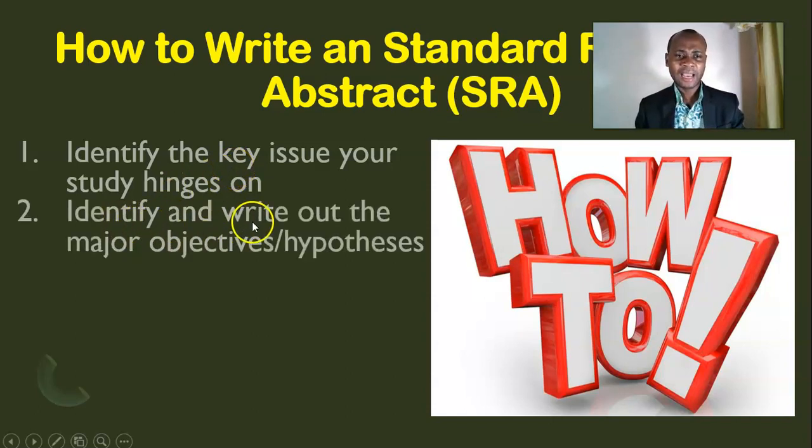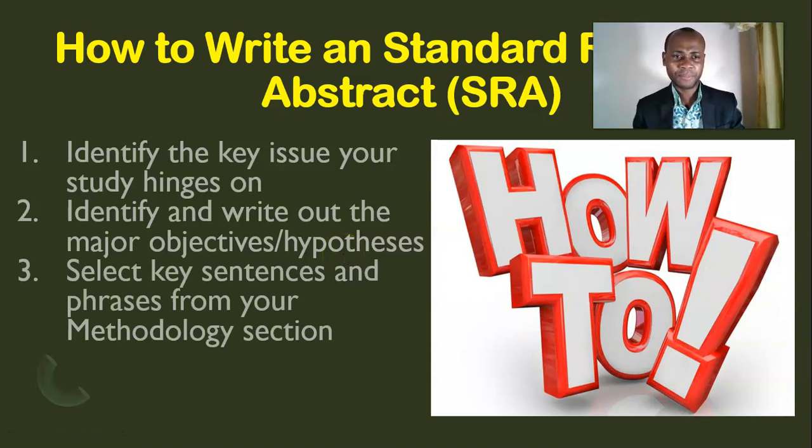Number two, identify and write out the major objectives or hypothesis. Number three, select key sentences and phrases from your methodology section. Okay, so what I'm saying here is that if you want to write your abstract, you don't just sit down and think from your mind, I mean, what to write. No, you don't do it like that.